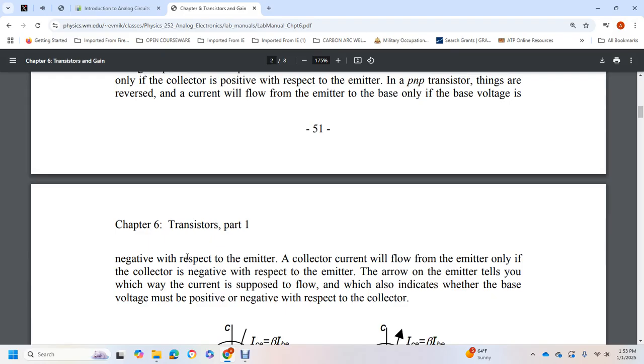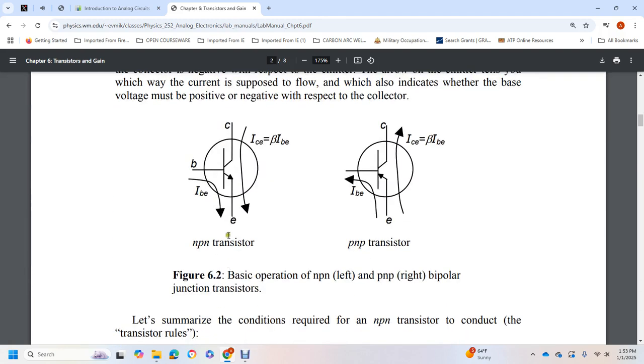The arrow on the emitter tells which way the current is supposed to flow, which indicates the base and collector voltages, positive or negative, with respect to the emitter.